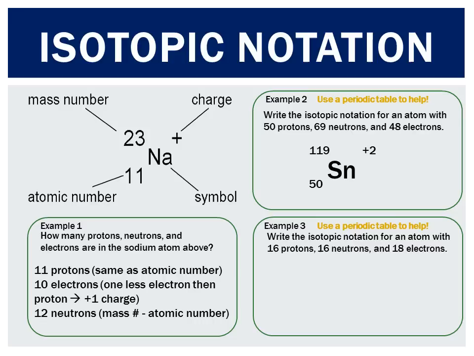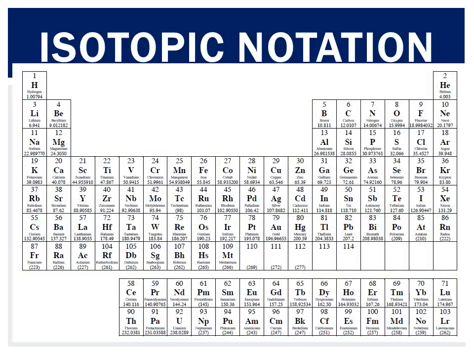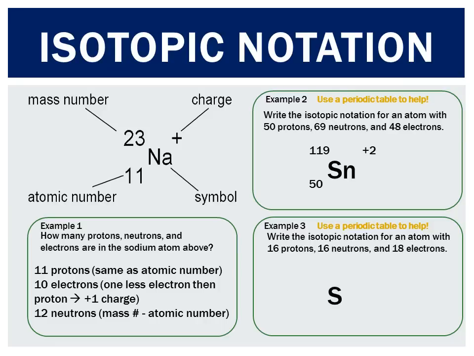Finally, example 3, isotopic notation for an atom with 16 protons, 16 neutrons, and 18 electrons. I need to go to my periodic table again and look for number 16. It's up in the top right, and it is sulfur. So I put the S for sulfur. I can immediately fill in the 16. Then for my mass number, I'm doing protons plus neutrons. 16 plus 16 is 32. And then I notice I have 18 electrons and 16 protons. That's 2 more electrons than protons, so it will be a minus 2 charge.